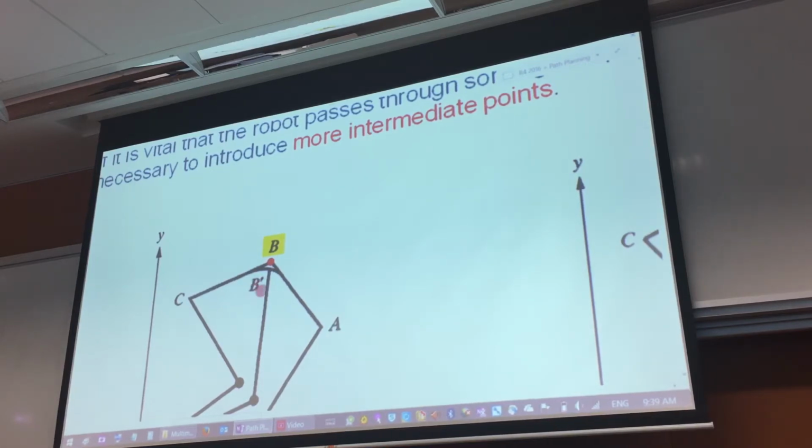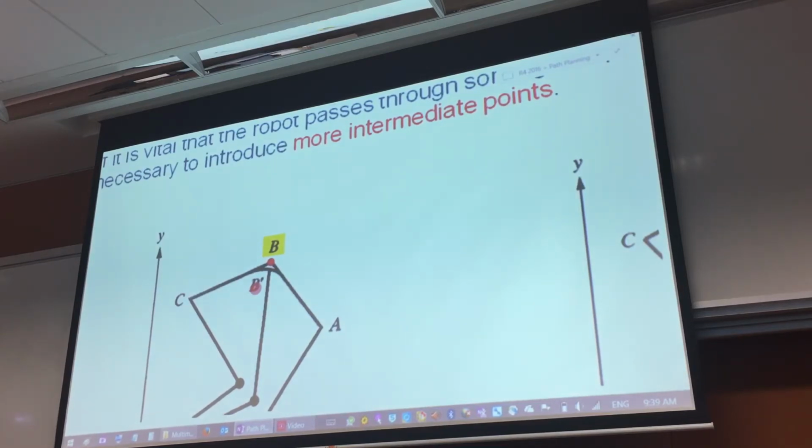This point, B prime, is what we call your intermediate point. But there are certain applications where you need the robotic arm to pass through B, right? You don't want it to go through B prime. Going through B, your robotic arm will experience jerk because it changes its direction. So B prime is good. But what if I have an application that says that I must pass through the path B?